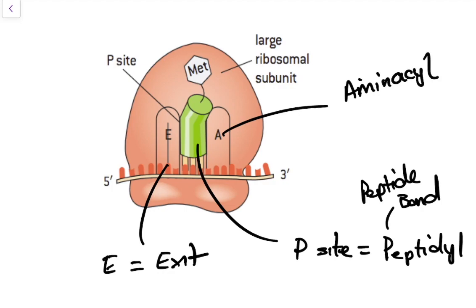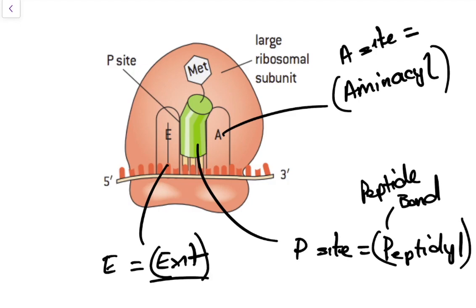Now, we can abbreviate them to EPA. So you could ignore these words, but you might see them or you might wonder what they are. We do call it the exit site for the E.